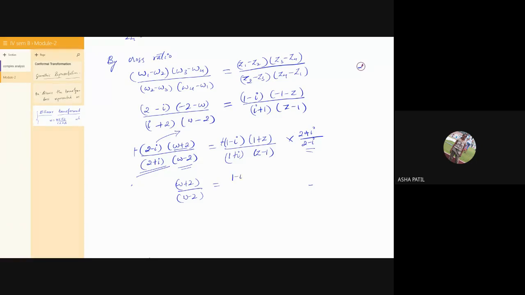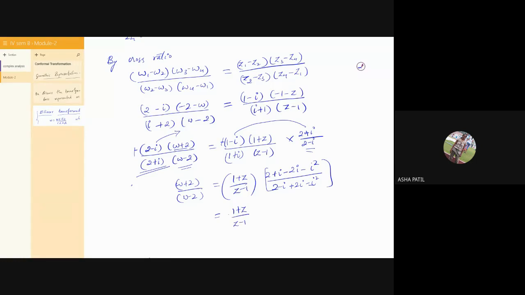And here you have 1 minus i, let us multiply it. I'll write (1 plus z) divided by (z minus 1). Now let us multiply these two terms. It becomes 1 into 2 plus i minus 2i minus i square. Denominator: 2 minus i plus 2i minus i square. What does it simplify into?